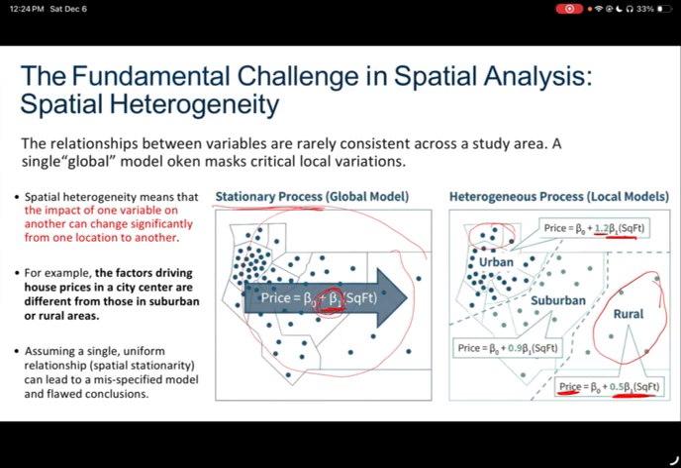This phenomenon we call spatial heterogeneity, which means that the impact of one variable on another can change significantly from one location to another. So assuming a single or uniform relationship, or what we can call spatial stationarity, in global models can lead to a misspecified model and biased conclusions.